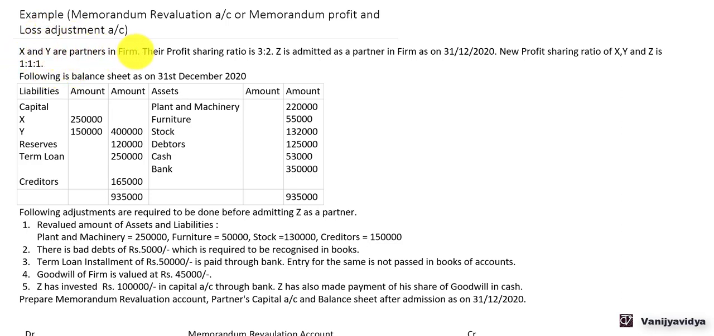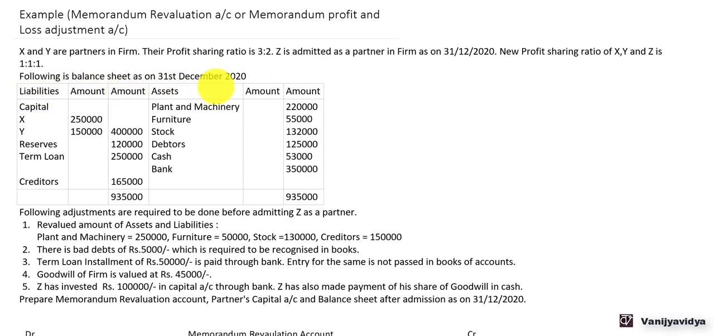X and Y are partners in the firm. Their profit sharing ratio is 3:2. Z is admitted as a partner in the firm on 31st December 2020. New profit sharing ratio of X, Y and Z is 1:1:1. Now, following is the balance sheet as on 31st December 2020. Now, this balance sheet is before admission of Z.